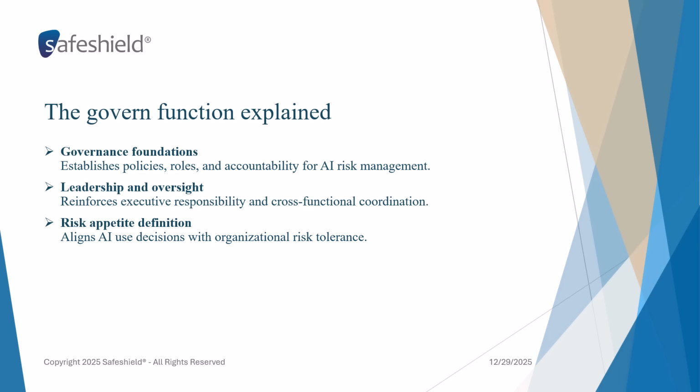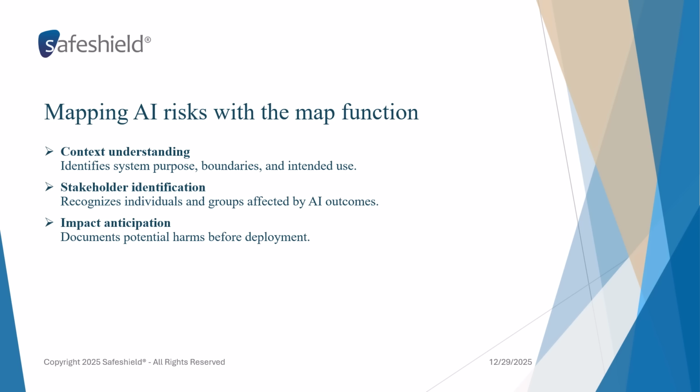The map function focuses on understanding the context in which an AI system operates and identifying potential risks associated with that context. It establishes a shared understanding of the system's purpose, intended use, stakeholders, and potential impacts. This understanding forms the basis for informed risk assessment and decision-making.